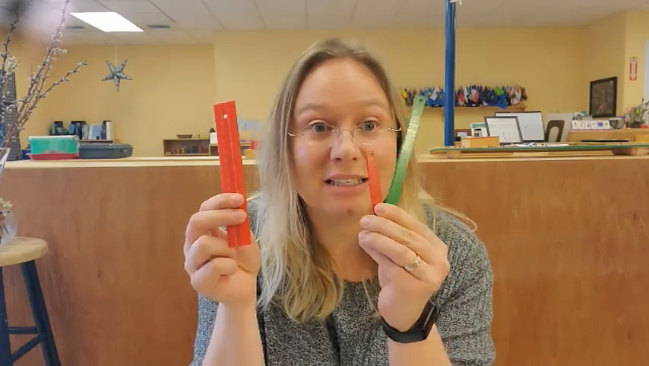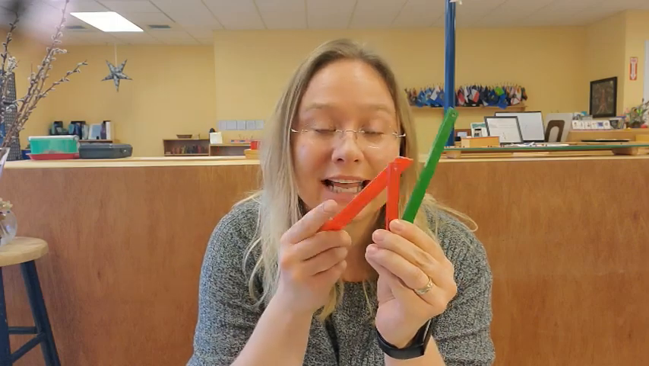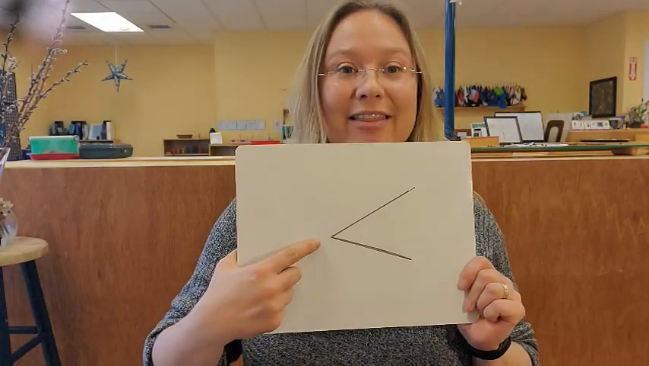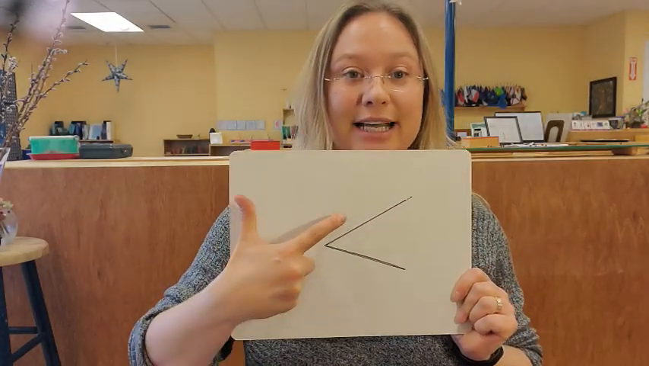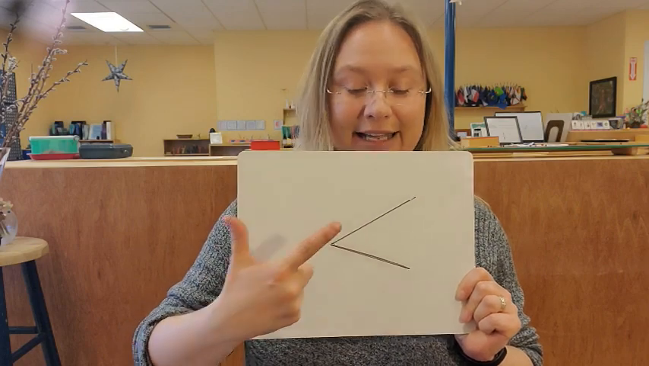Now, in order to draw angles on your paper, you need to use a ruler because angles have straight sides. That's one of the things about an angle. It has a straight side. So use a ruler. And your two straight arms of the angle need to come together in a vertex. So we have the vertex, the arms of the angle.